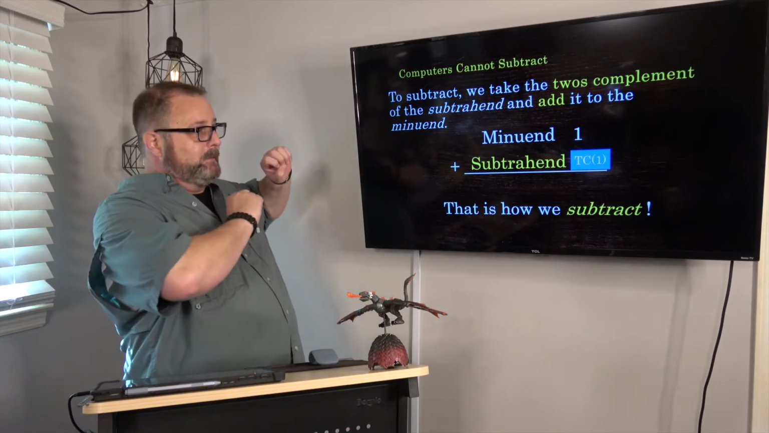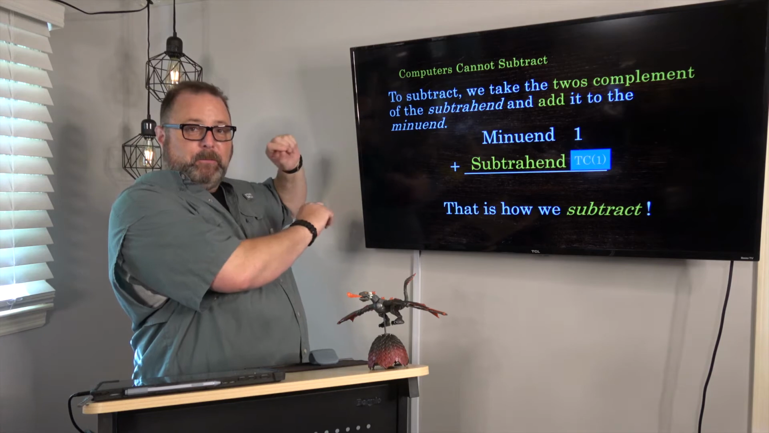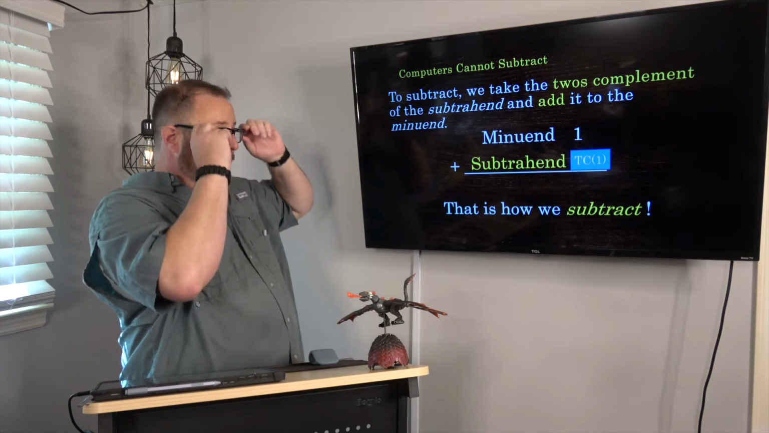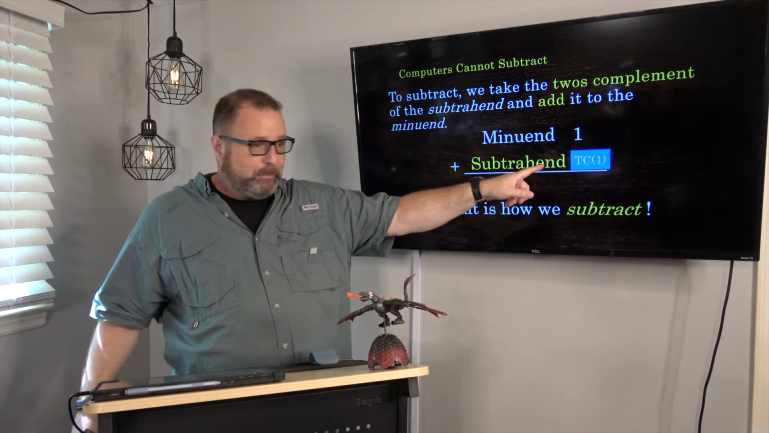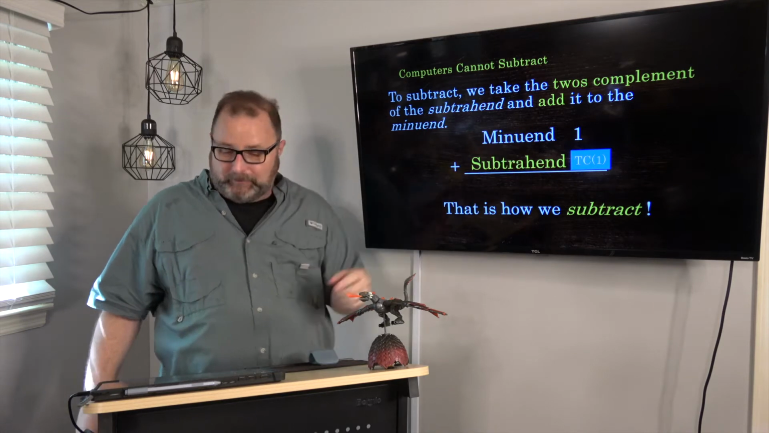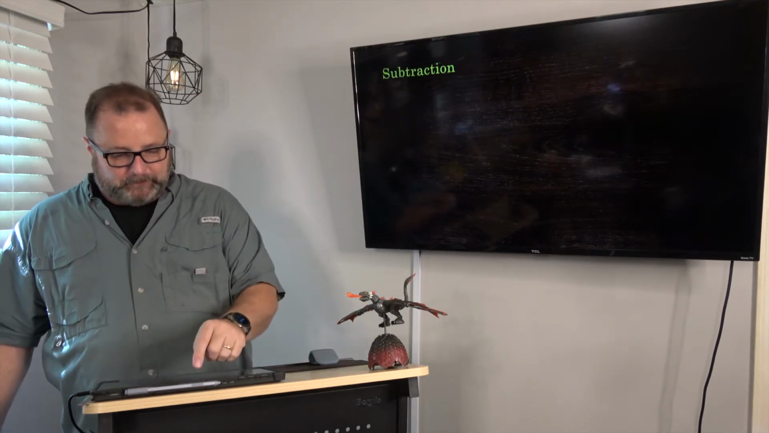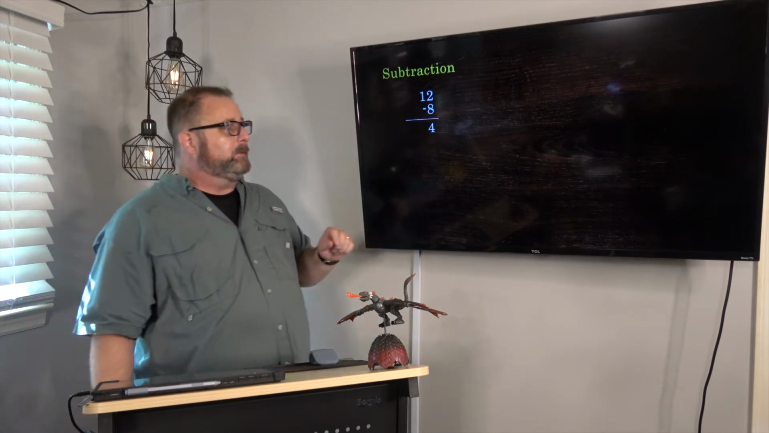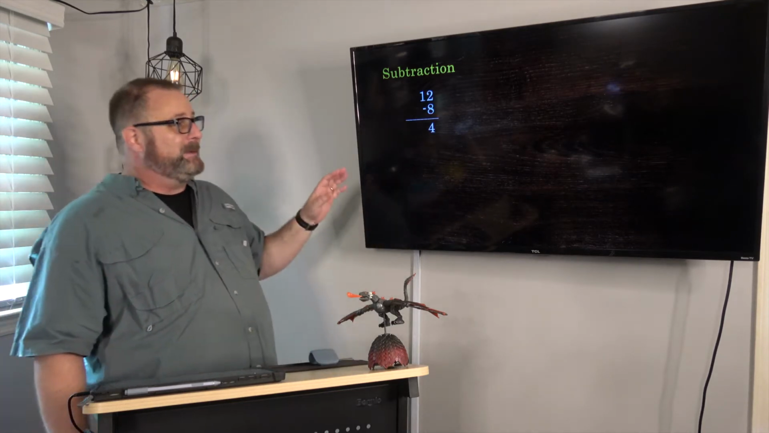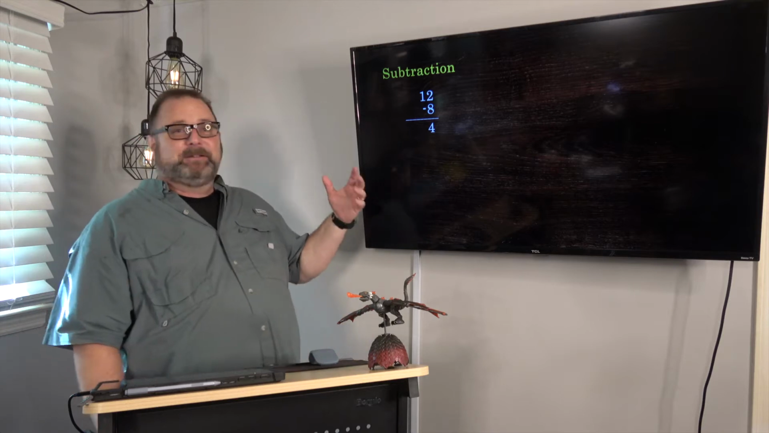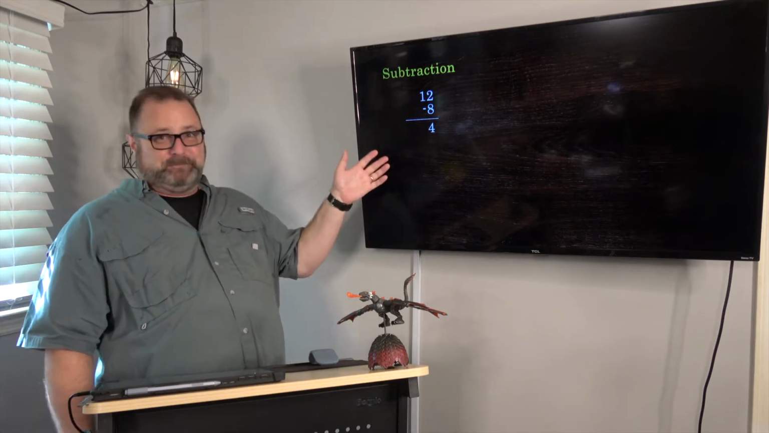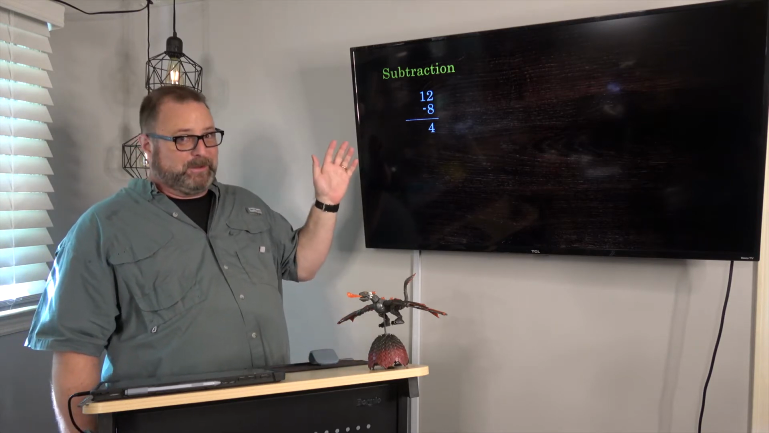So again, a little bit of repeat here because I want you to really get it, okay? But we're going to take the 2's complement of this number and add it. So now let's see this in action and try a couple examples. Subtraction. Now we're going to start with 12 minus 8, okay? Spoiler alert, should come out with a 4, okay?